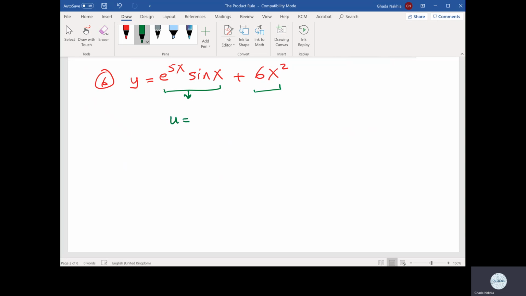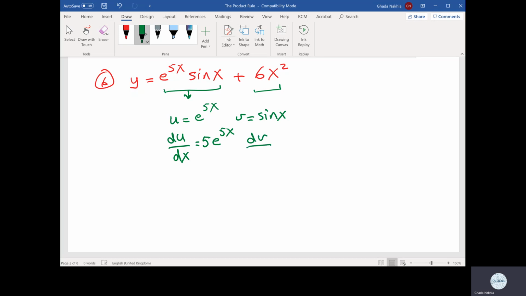u equals one of the functions. e to the 5x is a function of x. Sine x is a function of x. So you go, let u equals e to the 5x. It follows that v is equal to sine x. Okay, du by dx: e to the kx differentiates into k e to the kx.